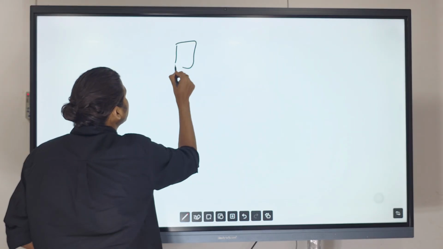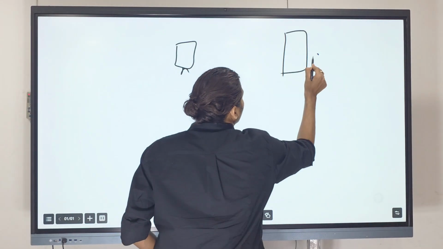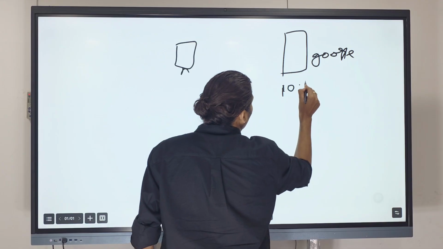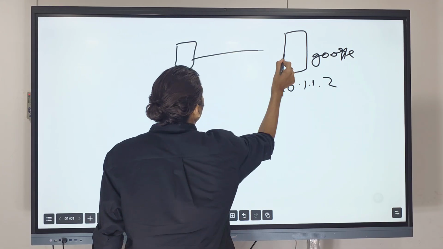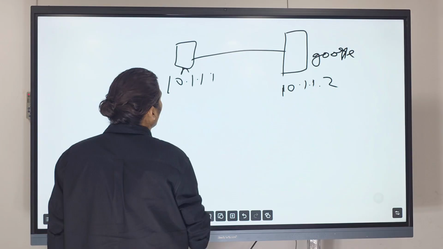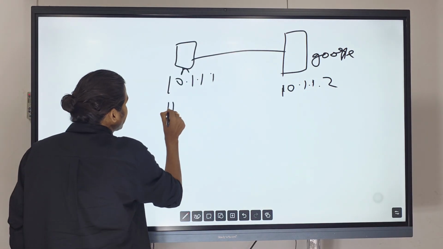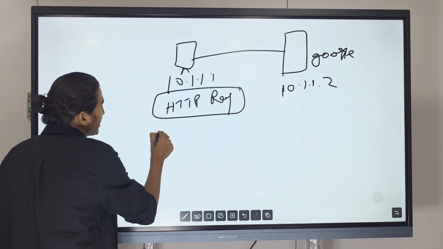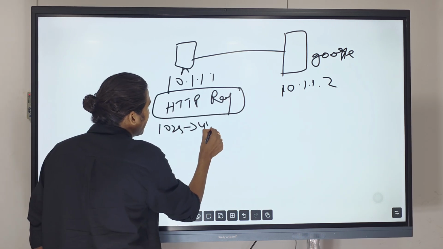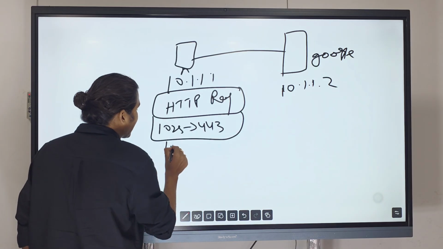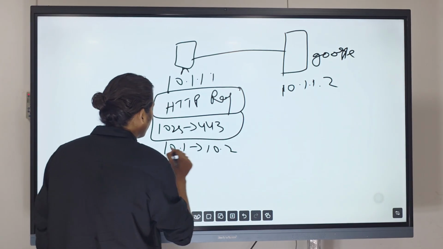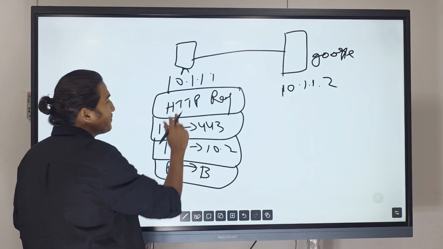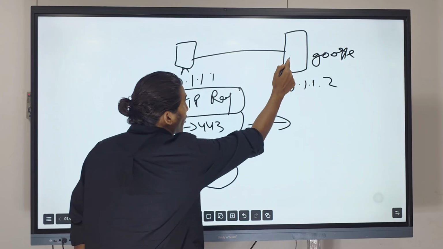If this is the PC and here is one server, let's say a Google server, IP address 10.1.1.2, PC IP 10.1.1.1. Right? So data is there, that is my HTTP request message. Then source port number 1025, destination port number 443, source IP 10.1, destination IP 10.2, source MAC A, destination MAC B. This is the actual data. It will forward to PC2 or the Google server.